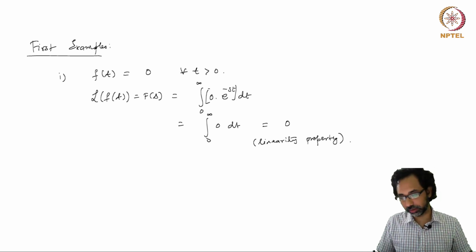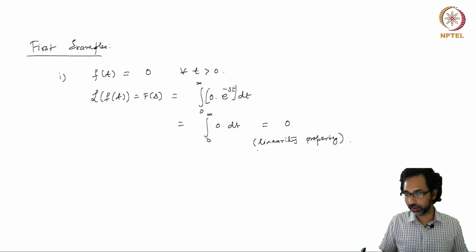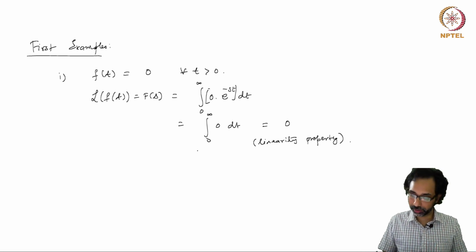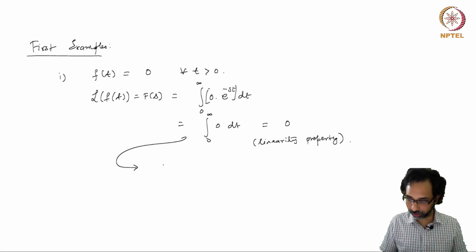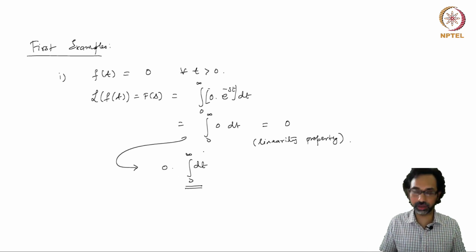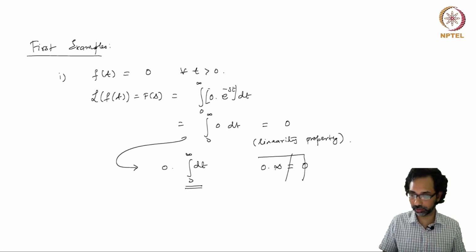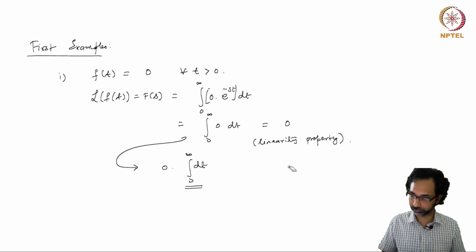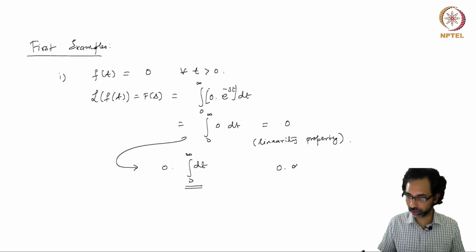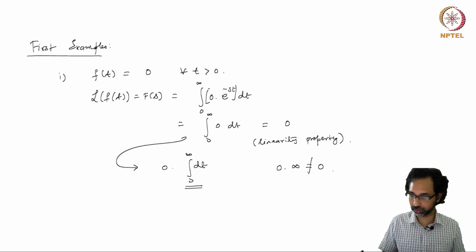Here, notice that we can apply the linearity property, but we have to do it carefully, because if we write this as 0 times the integral from 0 to infinity dt, then this is an undefined integral. This gives you an infinite value, so this will not be 0. We cannot use the formula 0 times infinity equals 0. So this is not a number.